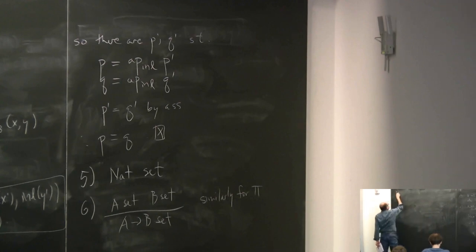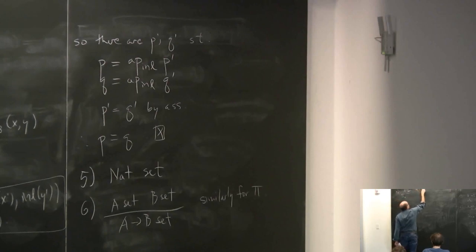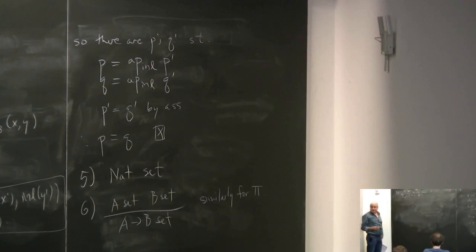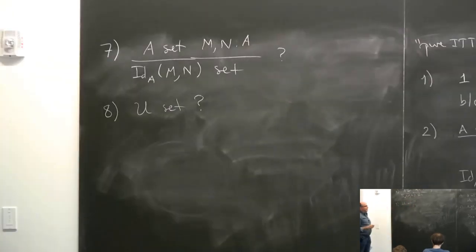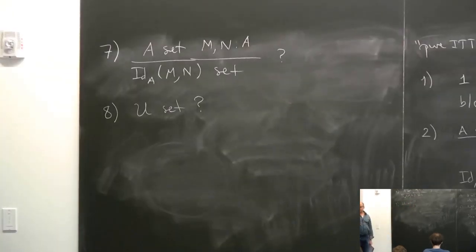The two other things to worry about are: if A is a set, Y is id A, and X and Y, let's call them M and N, are in A, why is it that id A M N is a set? So we have to think about that. I'm going to do an argument, so it would be easy to overlook. And then, why is the universe a set? Those are the two things that would be questionable.